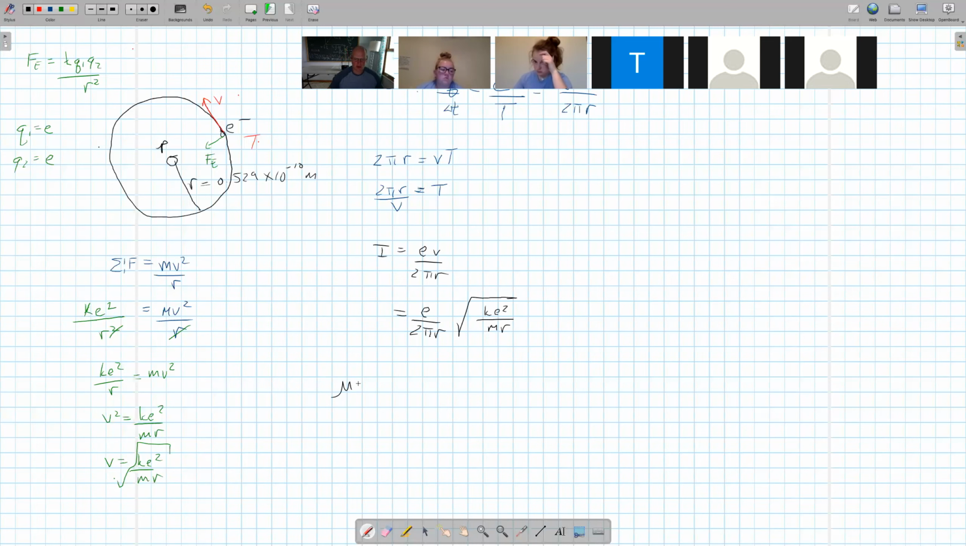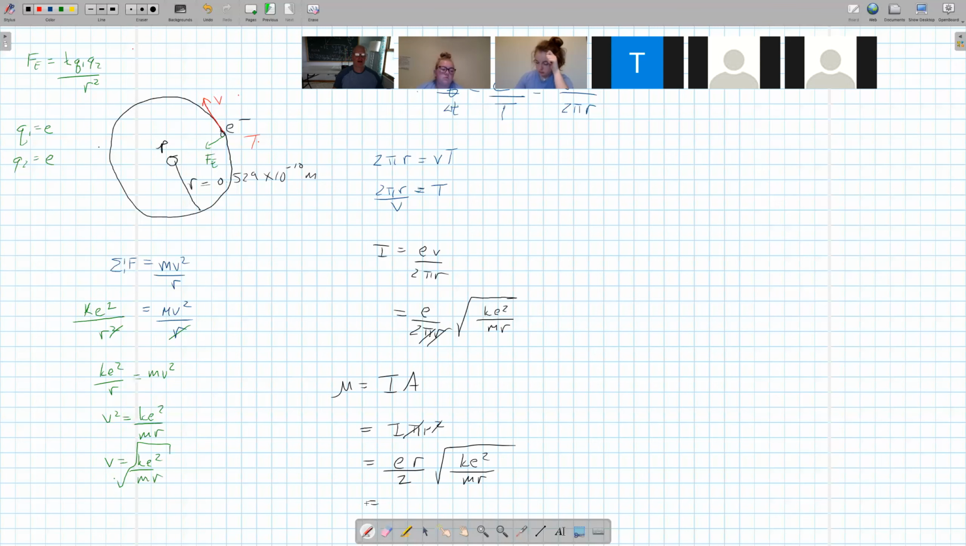So now we know the magnetic moment then is equal to the current times the area, but what's the area of a circle? So what's the area of a circle? Pi r squared. Good, that's right. So this is finally going to become the current times pi r squared, which means this is going to become equal to E divided by 2, because this pi here is going to cancel this pi. This r is going to cancel one of this. And then I'm going to be left with 1 r on top, and then the square root of KE squared over MR.